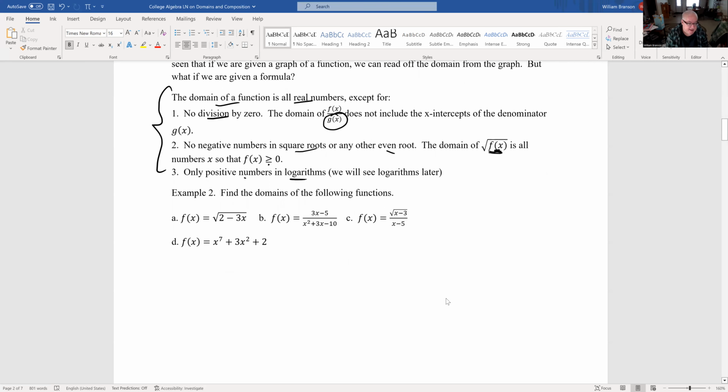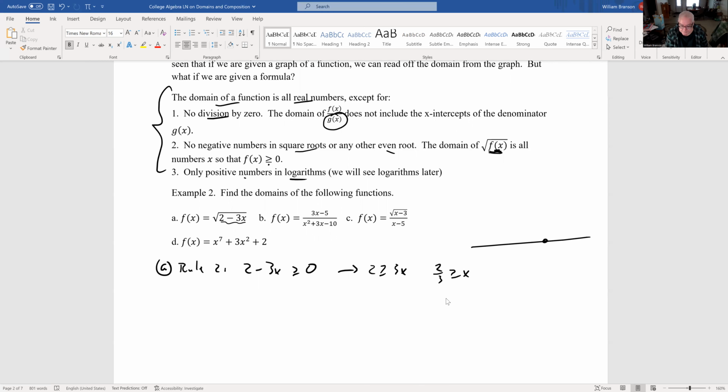So domains for this: A, rule 2, you need the thing inside the square root to be bigger than or equal to 0. So the 2 minus 3x is inside the square root. You solve this for x, you get 2 greater than or equal to 3x, or 2/3 has to be greater than or equal to x. And that means, if you think about the number line, here's 2/3, we want all the numbers less than 2/3. So in interval notation, that would be this.